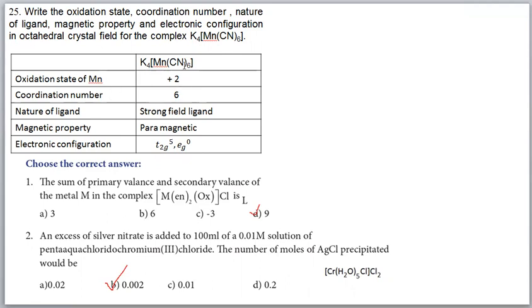Then coordination number. It is a monodentate ligand, 6 ligands are there, so the coordination number is 6. The nature of ligand: it is a strong field ligand. Then magnetic property. It is paramagnetic. Why? Here, what is the electronic configuration? Scandium, titanium, vanadium, chromium, manganese, fifth element. So 3d5, 4s2. Here plus 2 oxidation state, so 2 electrons from the 4s orbital are removed. So the d orbital will have 5 electrons, which means unpaired electrons. So it is paramagnetic.